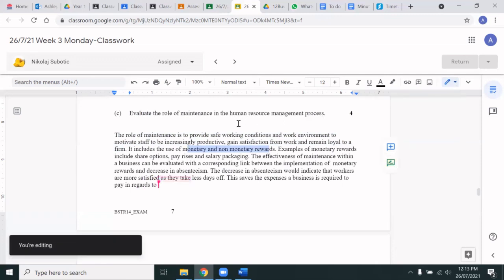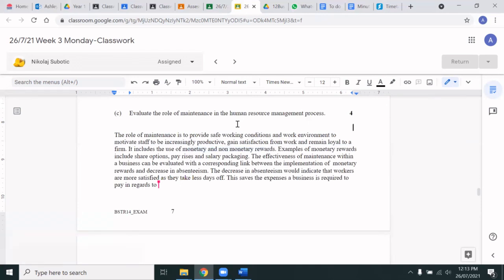Now, a remunerations package is what you get paid in terms of your wage or your salary, plus your on cost as well. Remunerations package. Right, so that's the monetary component of it. So I get paid my teacher's salary, plus also my superannuation, plus the additional on cost of holiday pay, maternity leave, paternity leave, and so on.